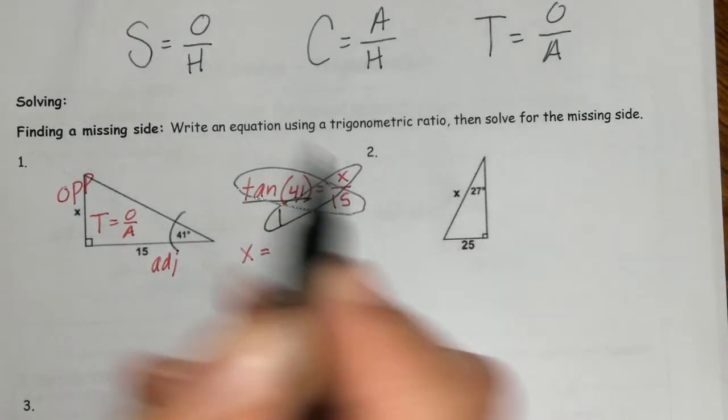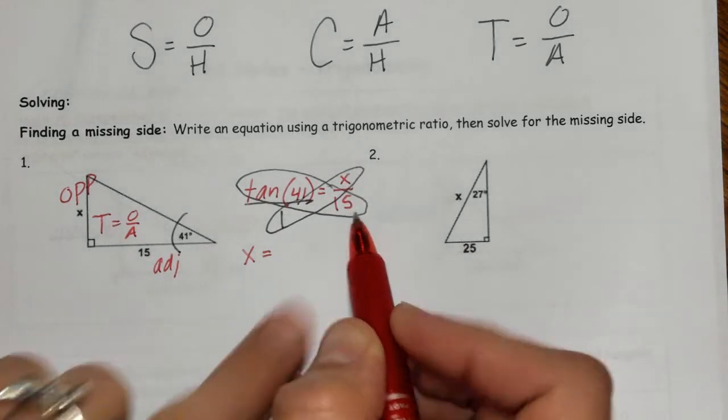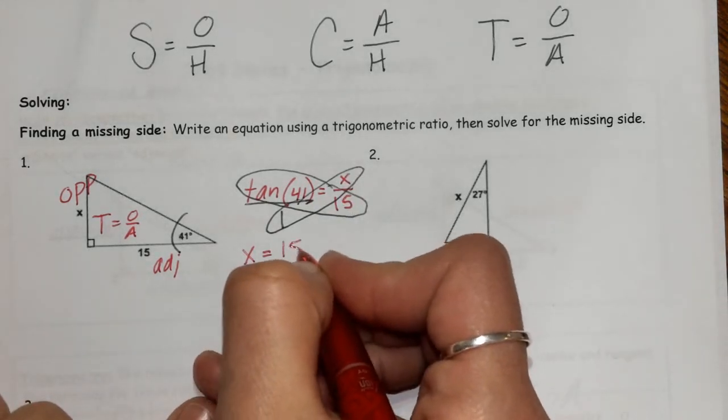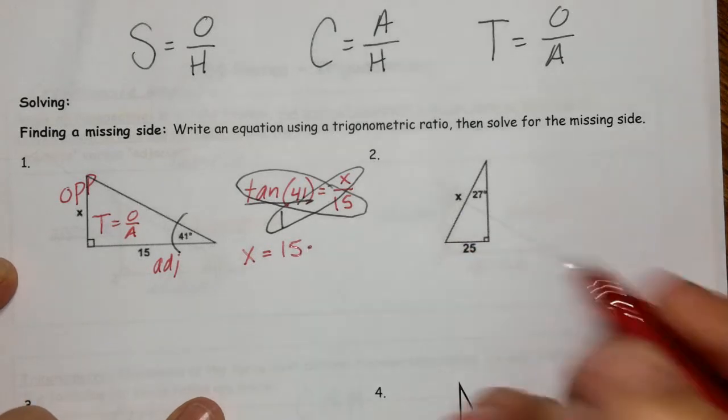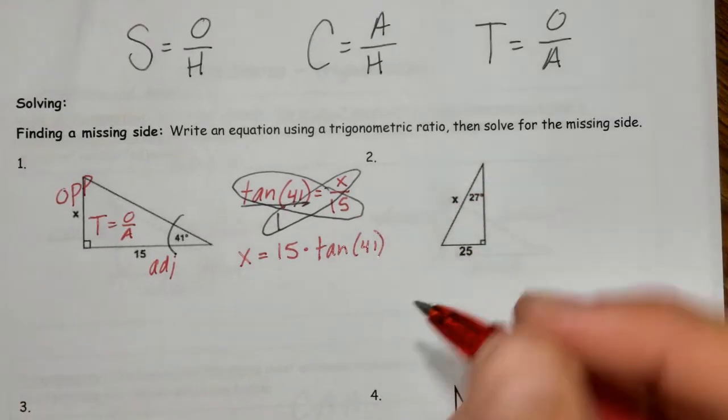I want you to pay very close attention to how I write this, so we do not put it in the calculator incorrectly. I'm going to write the whole number by itself first, and I'm going to put that one in front and say 15 times the tangent of 41, because I don't want to accidentally put it in the wrong place.